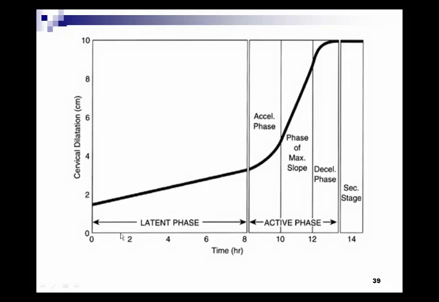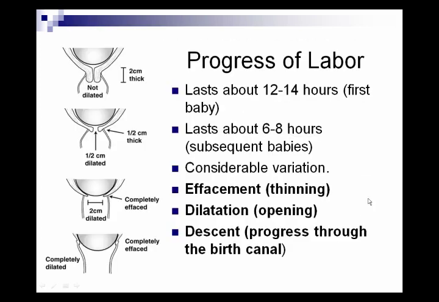Okay. So here's an idea when I talk about the Friedman curves. We expect maybe over 8 hours, and it can be even longer than that, she slowly does a lot of effacement, and then some of the dilation. Then we pick it up actively through the active phase, and then we go into transition and then delivery.